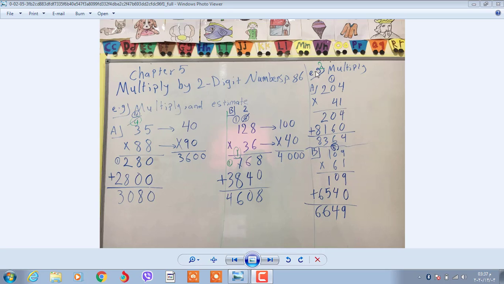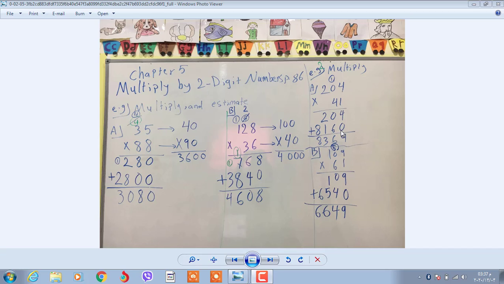In more examples, sometimes the question says estimate, and sometimes it just says multiply. 204 multiplied by 41 equals what? First, 1 multiplied by 4 equals 4. 1 multiplied by 0 equals 0. 1 multiplied by 2 equals 2.